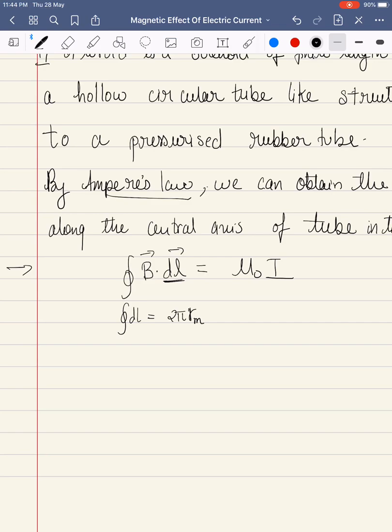And if there are n turns of coil, then the closed integral of the B vector, we can write it as B into 2 pi Rm equal to mu naught I into n, where n indicates the number of turns of circular coil carrying current.